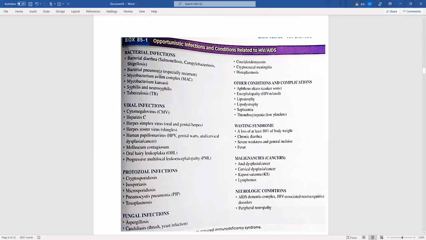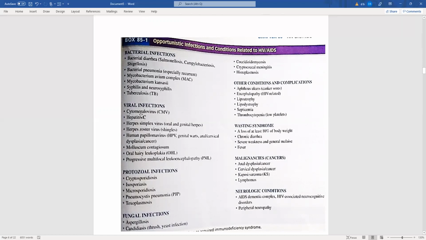Bacterial pneumonia. Mycobacterium avium complex. Syphilis and neurosyphilis. TB. That's all for the bacterial infections.